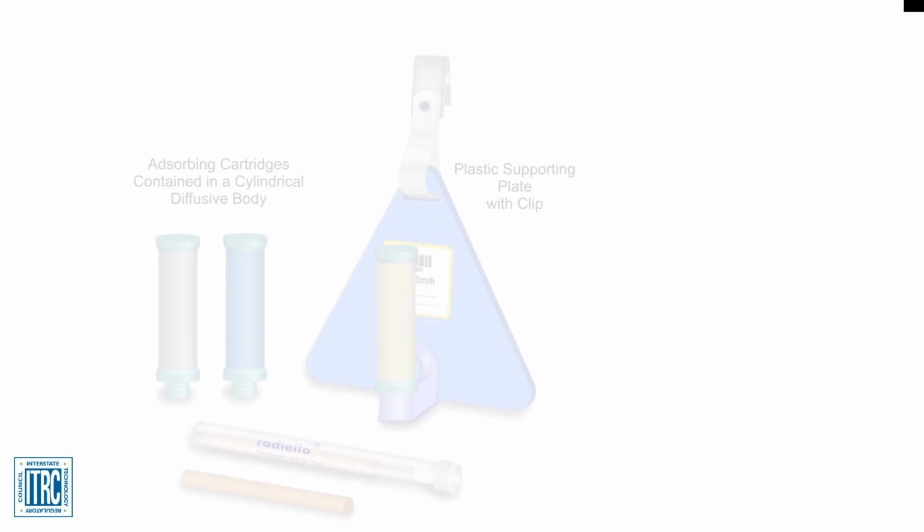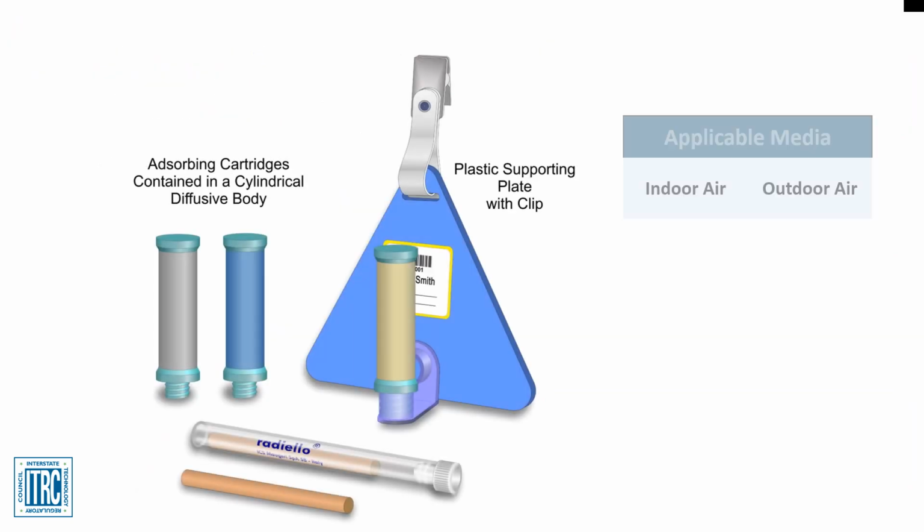The Radiello sampler is primarily used to sample indoor and outdoor ambient air. The device can also be used to sample soil gas under certain conditions. Radiello samplers were developed to monitor personal breathing zones in industrial and workplace air.